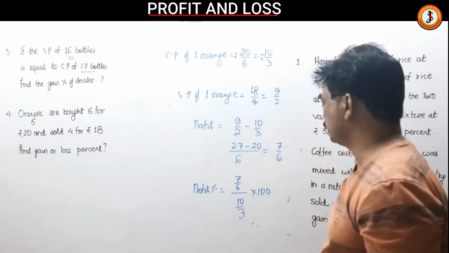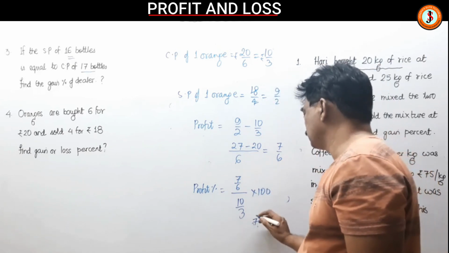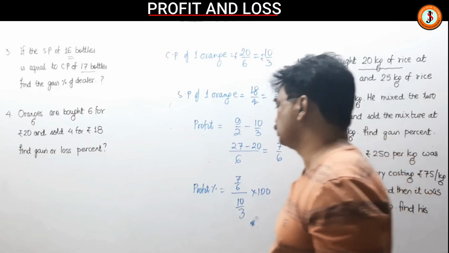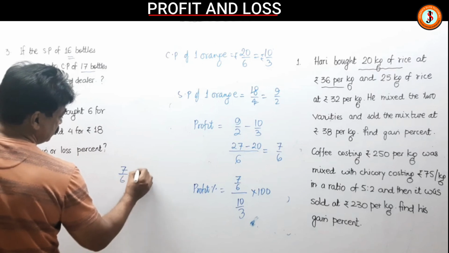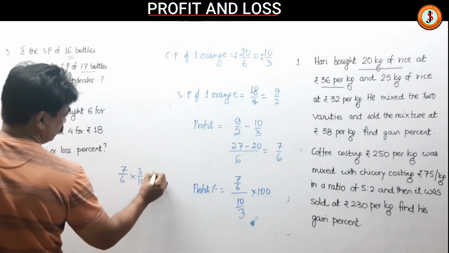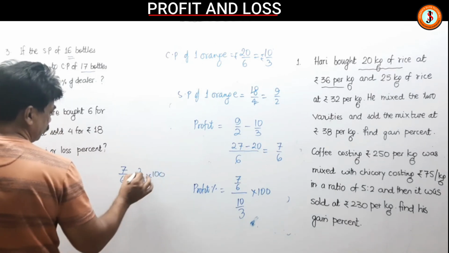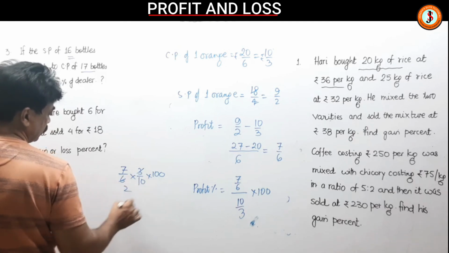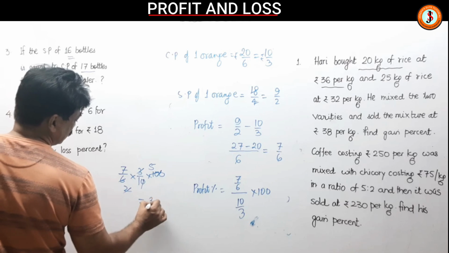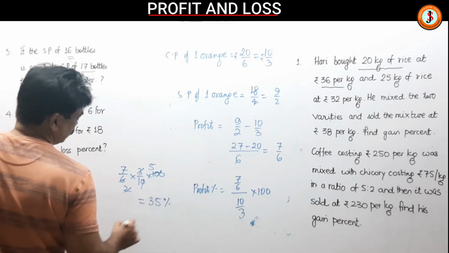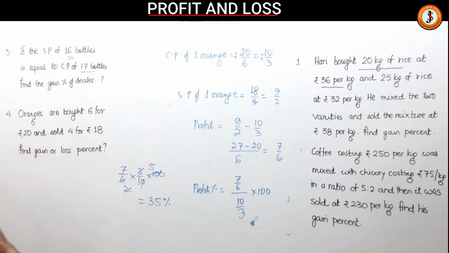Now ये कैसे बनेगा, let us see. 7/6 into 3/10 into 100. Now what will happen, 3 2s are 0 0 कट गया, 2 5s are, यानी 7 5 से कितना आ गया, 35%. 35% is the profit. Thank you.